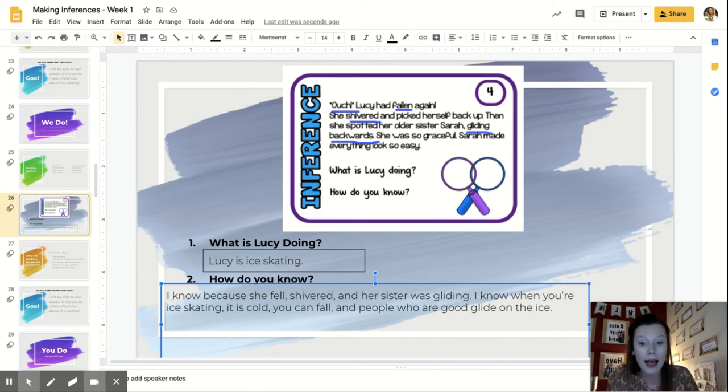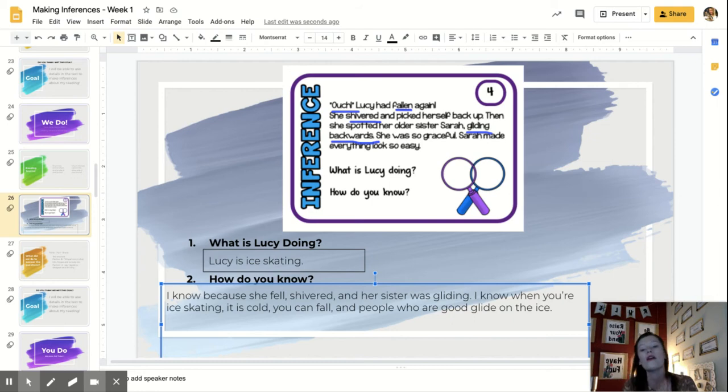I know because she fell, boom, text clue. She shivered, boom, text clue. And her sister was gliding. Guys, that's all it is. It's my text clues. And then I'm explaining my background knowledge now. That's what I know, my background knowledge. When you're ice skating, it's cold, you can fall, and people who are good glide on the ice. So, kiddos, all I did was explain my text clues and what I know about those text clues. That's all I did.